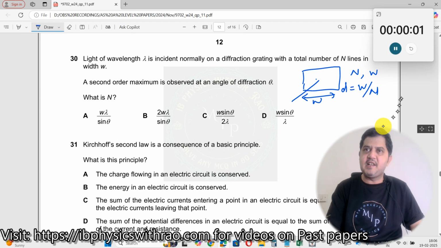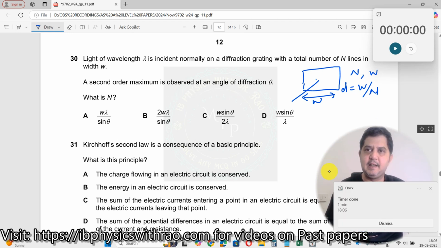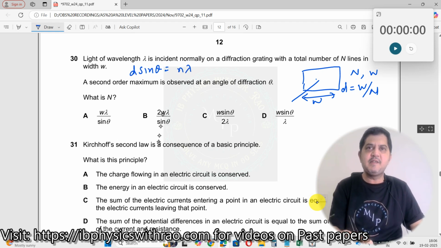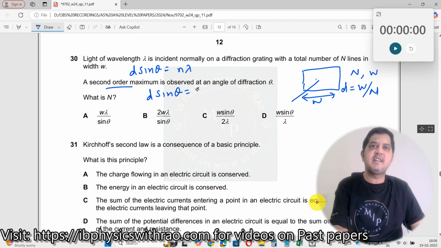So therefore, first write down the math here, and then the condition for diffraction is nothing but d sin theta = n lambda. What's the value of n? n is nothing but the second order maximum. Put n = 2, I get d sin theta = 2 lambda.